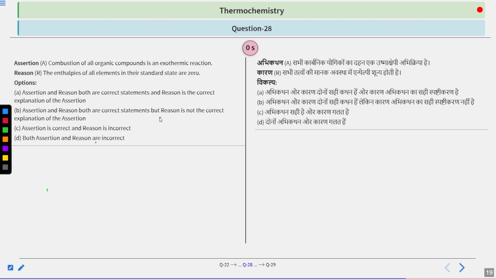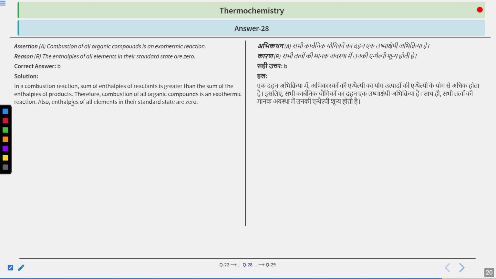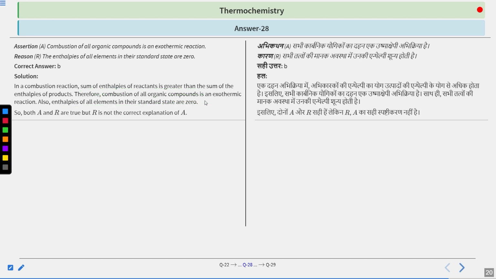So your time is up. Let us see the solution. For those who have solved, the correct answer is B. In the combustion reaction, what happens? The sum of enthalpies of reactants is greater than the sum of enthalpies of products. So that is the basic criterion for an exothermic reaction. Therefore, combustion of all organic compounds is exothermic. Also, enthalpies of all elements in the standard state is 0, and we know it very clearly. Therefore, the assertion is true, but the reason is not the correct explanation of the given assertion.